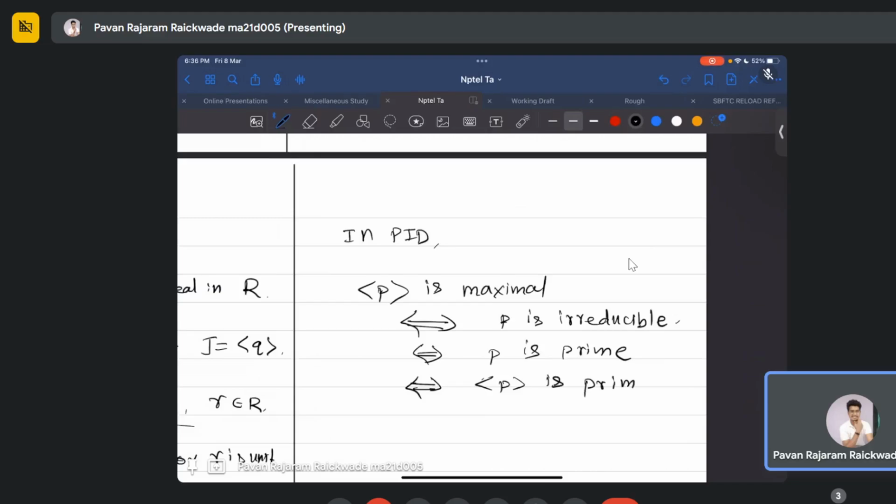So we get something more that we already got, by the way, in the last few propositions: in a PID every prime ideal is maximal. Generally, in a commutative ring, in an integral domain, every maximal ideal is prime, but you don't have the converse. But in a PID, you have the converse also. Every prime ideal is maximal.